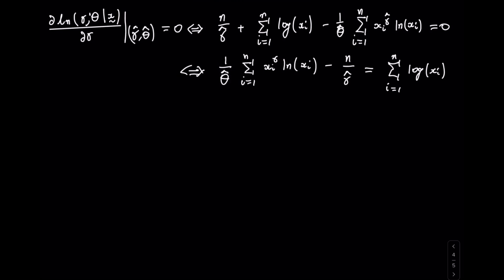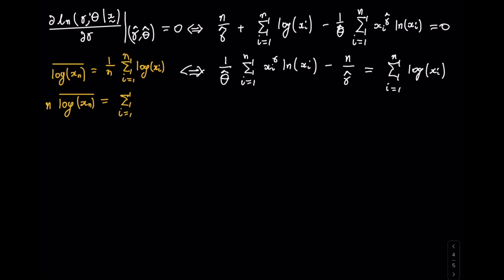And for your benefit, I'm going to define this particular term, log xn bar, as defined by the average value of the log xi's. Or alternatively, I could rewrite this as n times the average value of the log values is also equivalent to the sum of the log values. And I'll use that to replace that final term there.